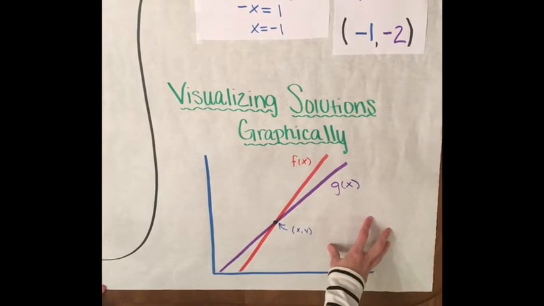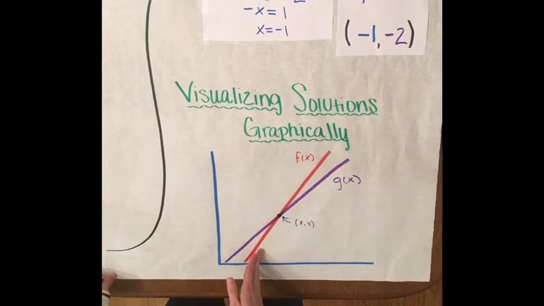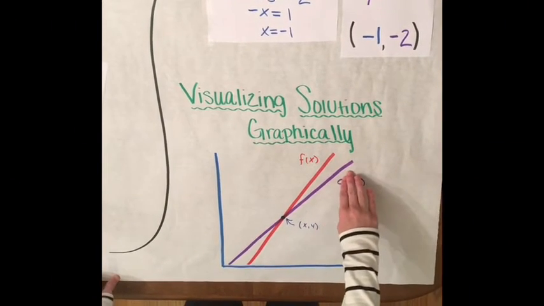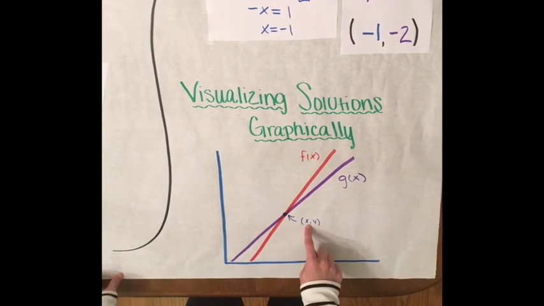You can also look at graphs to reason through as well. We have a line here that's f of x and another line that's g of x. Here they intersect to give us points x and y.